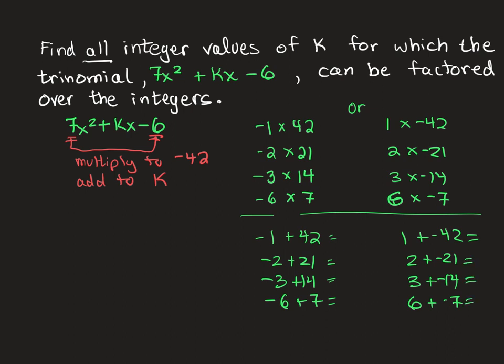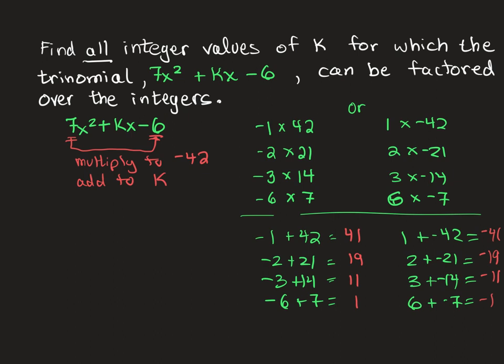So negative 1 plus 42 is going to be positive 41. And over here, positive 1 plus negative 42 will be negative 41. Okay, negative 2 plus 21 is positive 19, and the other pair would be negative 19. And negative 3 plus 14 is 11. 3 plus negative 14, negative 11. Negative 6 plus 7 is positive 1. 6 plus negative 7, negative 1.